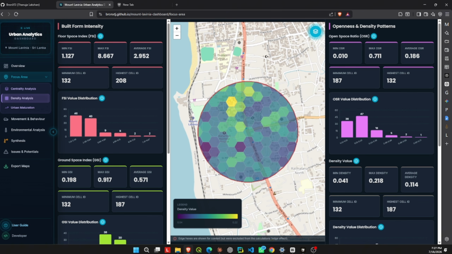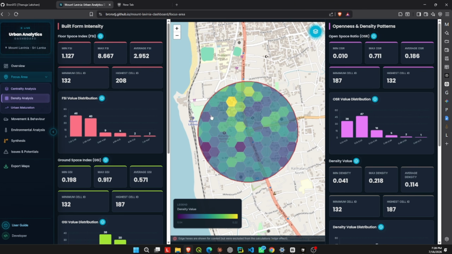OSR shows how much open space exists relative to the built area. Higher OSR means more open and less congested conditions. Density value is a combined measure of built volume and intensity in each hex cell.